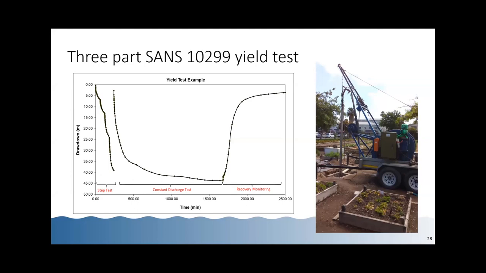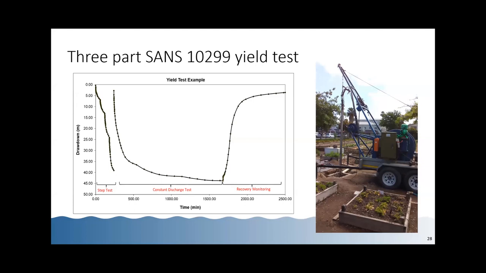At the end of that, we monitor the recovery of the water level, or the drawdown, back up to its starting water level. And this is very important to do correctly, because first of all, it confirms some of the calculations that we make on the constant discharge test. But more importantly, when we look at the recovery, we know under ideal conditions where we expect the water level to recover to within a given amount of time.